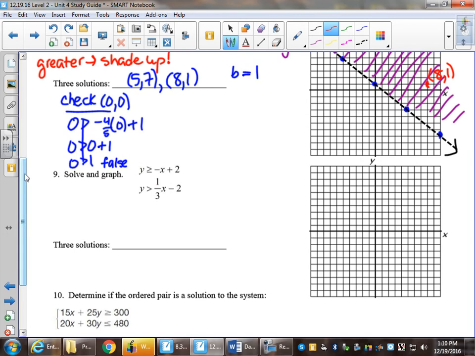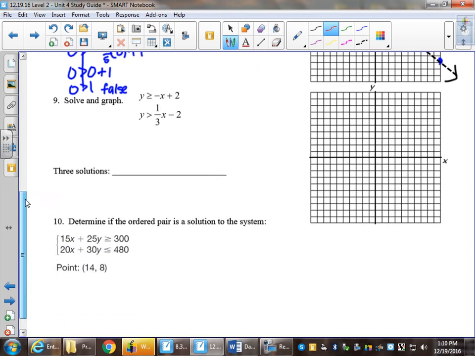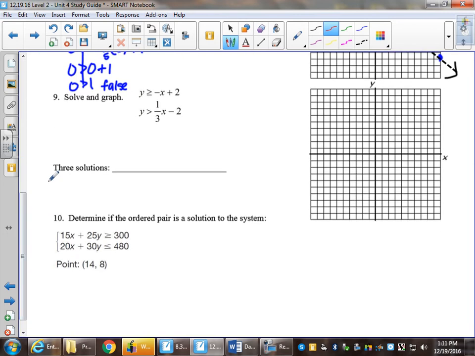Number 9, solve and graph. So now we've stepped it up a little bit because now we're going to be graphing 2 inequalities on the same plane. Remember, we're first just going to get the lines on the graph before we shade, just so we keep it clear with our graphing skills, okay? We're going to circle this one.